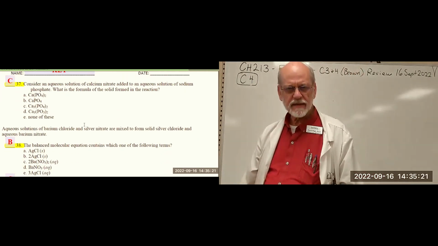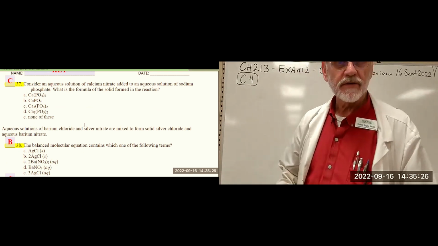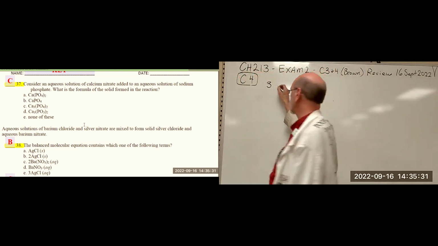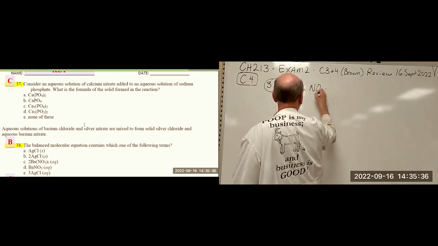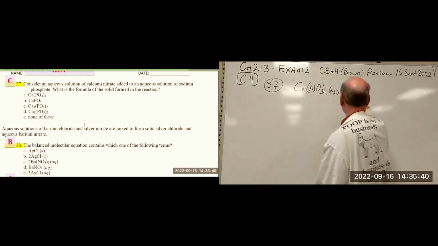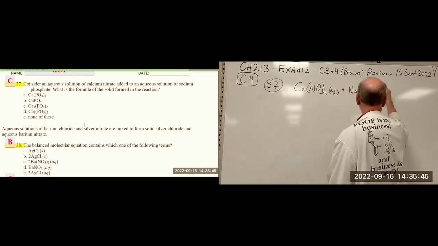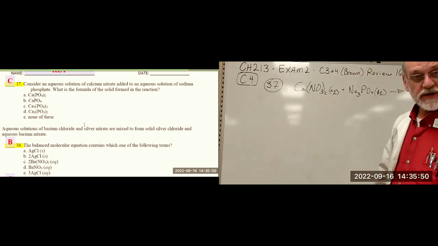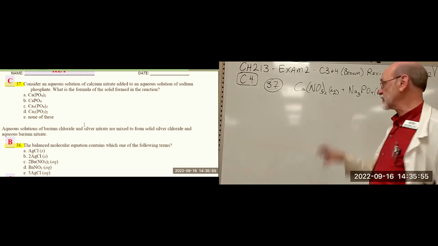Okay. Consider the aqueous solution of calcium nitrate and sodium phosphate. Number 37. Calcium nitrate and sodium phosphate. And the question is, what is the formula of the solid that forms from this reaction?